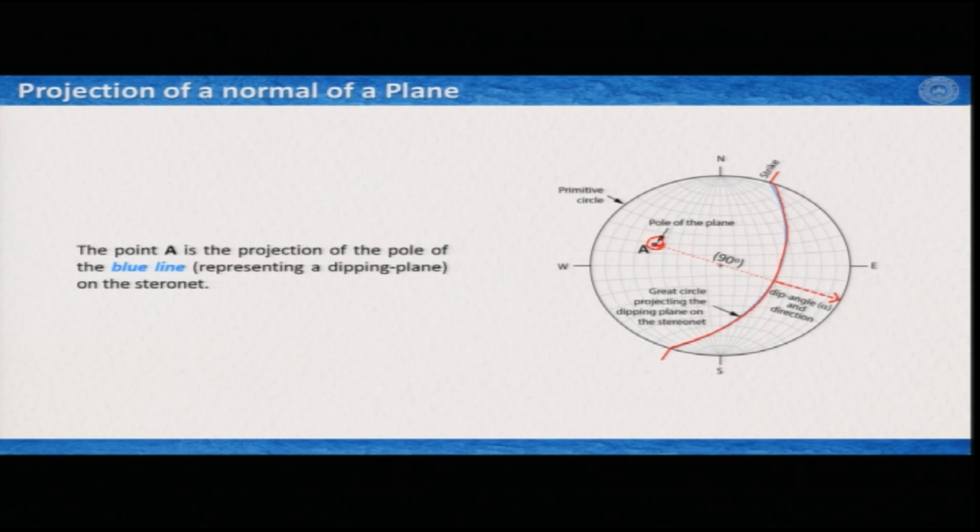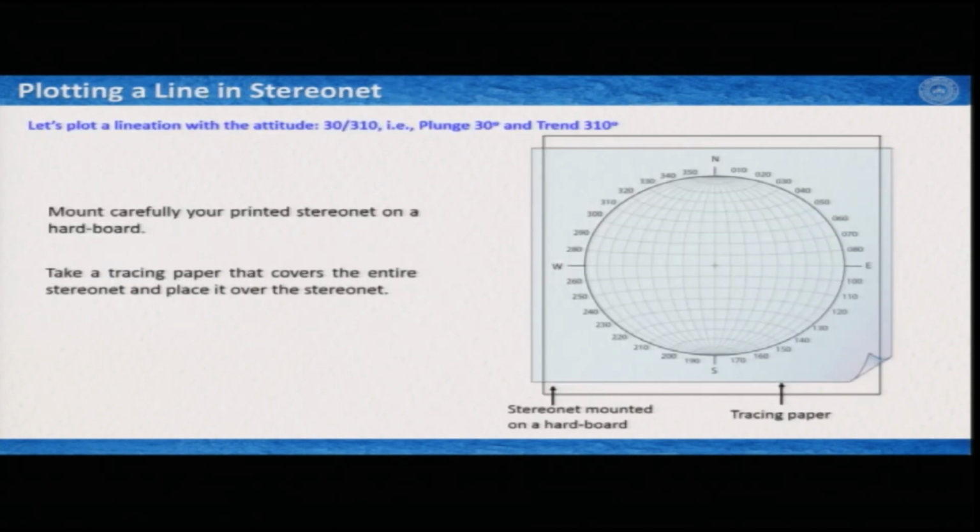Now, this is your dip angle as we have seen before, and this angle from here to here is 90 degrees, and therefore, it is the pole of this plane, which is the blue line in this diagram. Now, I believe the concept is clear. We will try to see how, if data of a plane, line or any other structural measurements are given, we plot them on the Stereonet.